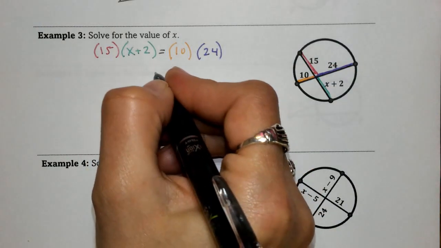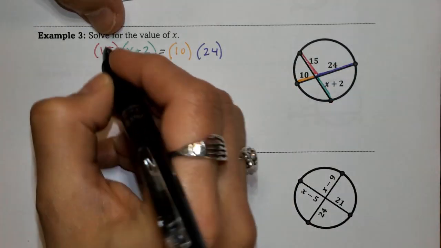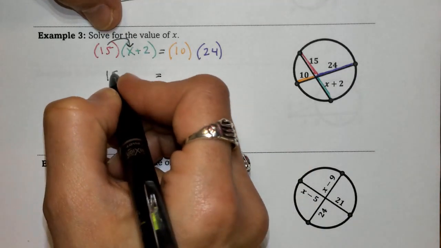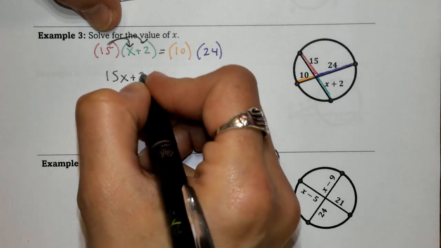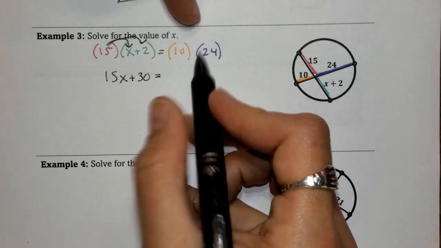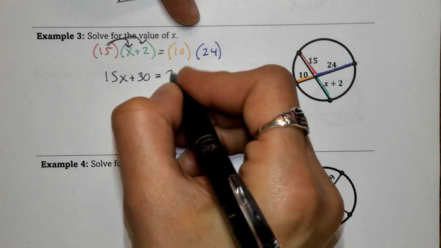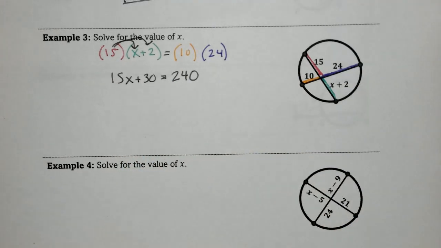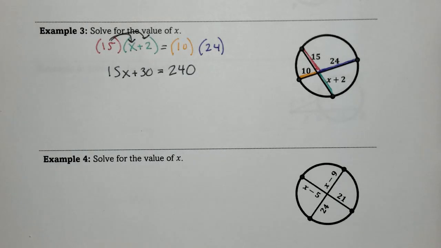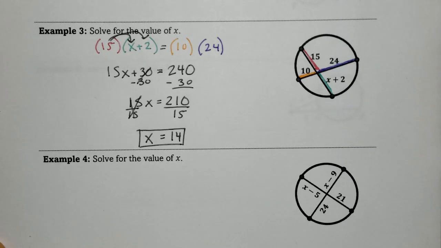As we come down to solve, we need to make sure that we are distributing over here: 15 times x, and then 15 times 2, plus 30. On the other side, anything times 10, just add a 0 to it. So we add a 0 to 24, we have 240. Go ahead and pause the video and solve the rest of it on your own. We only have 2 steps left. Our final answer should have been 14.